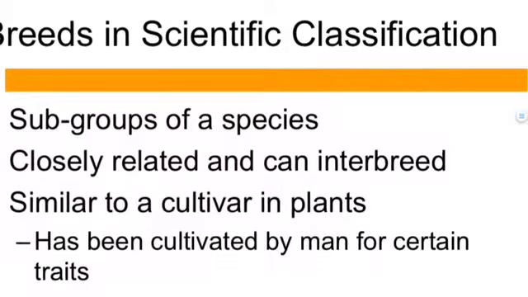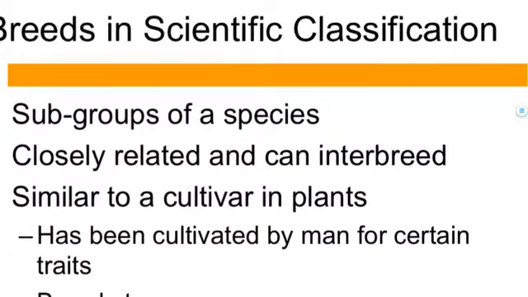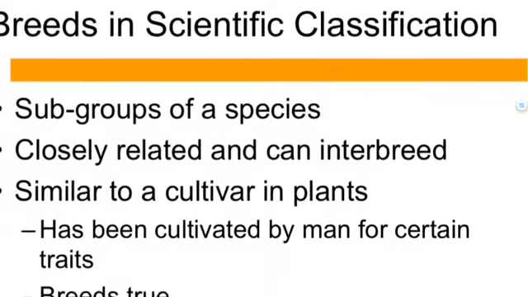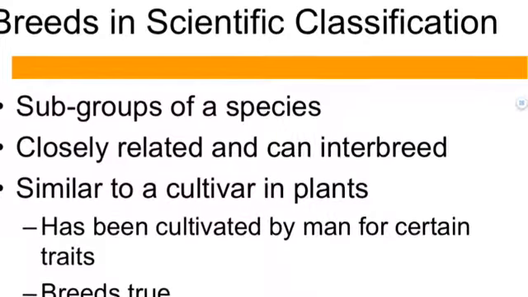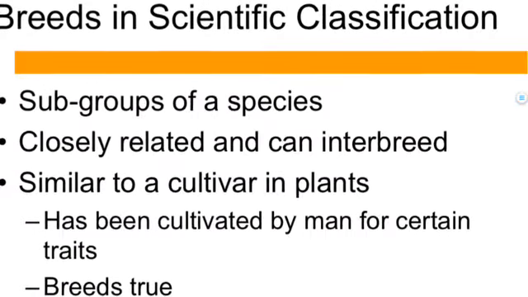A subgroup of a species would be like swine, and then a subgroup would be what we call a breed, and that could be a Yorkshire or a Hampshire. These breeds are closely related. You can interbreed them. A lot of times that's what we call crossbreeding.